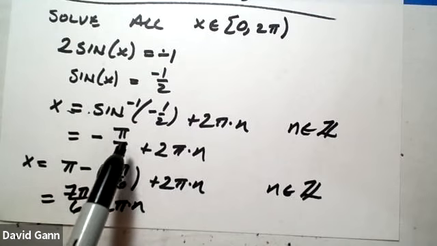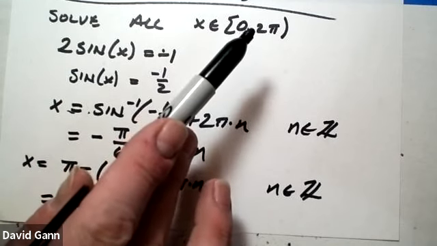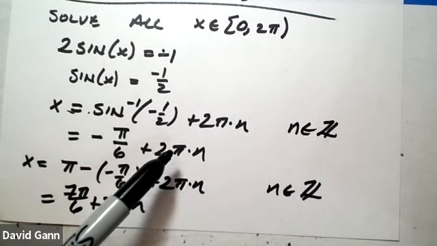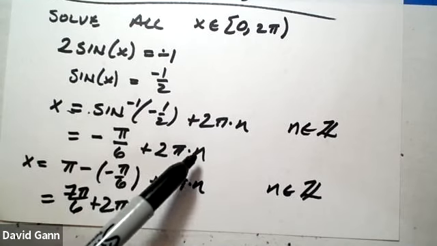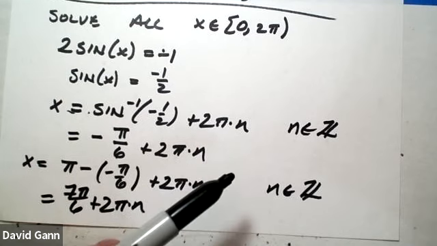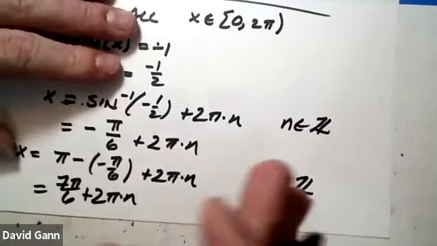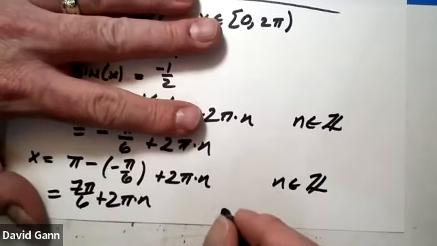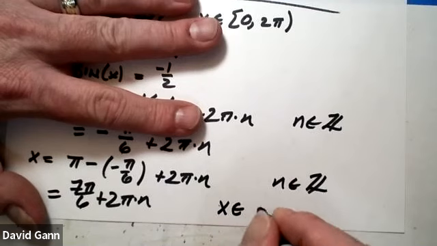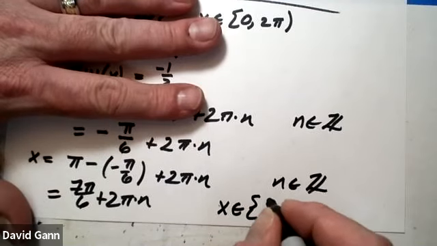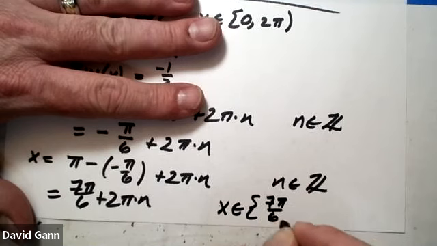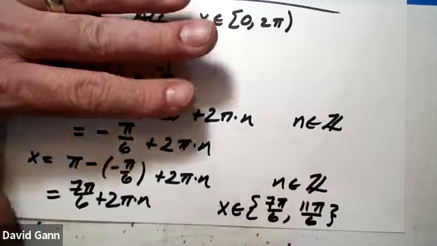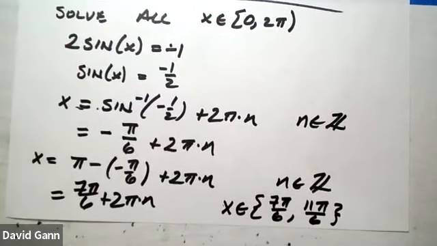But this one, negative pi over 6, is not in the proper interval. So what we need to do is add 2 pi to it, which will give us, where n equals 1, a solution of 11 pi over 6. So the final solutions, I'm right there at the end of the page here, I'm going to go ahead and try to finish this problem. x is an element of the set that contains 7 pi over 6 and also 11 pi over 6. And so this is our final solution down here.